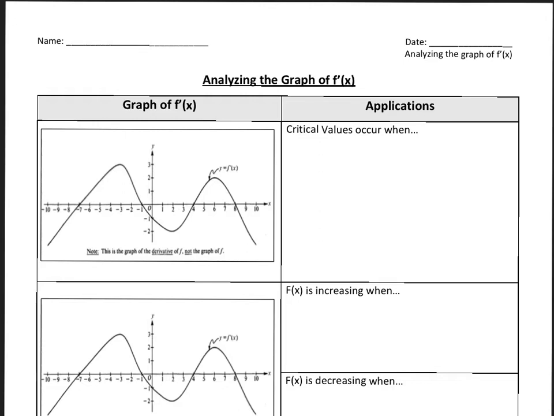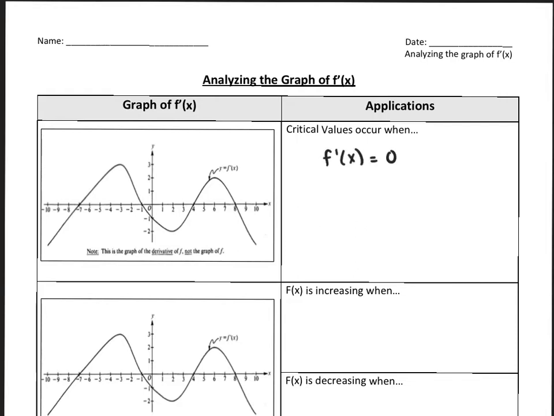Hi everyone. In today's lesson, we're going to talk about analyzing the graph of f prime. In all the examples that you see here, I'm giving you the graph of f prime and I'm asking you for information about f. So critical values occur when what? Well, we know the word critical value is used when the derivative is equal to zero. So when f prime of x is equal to zero.